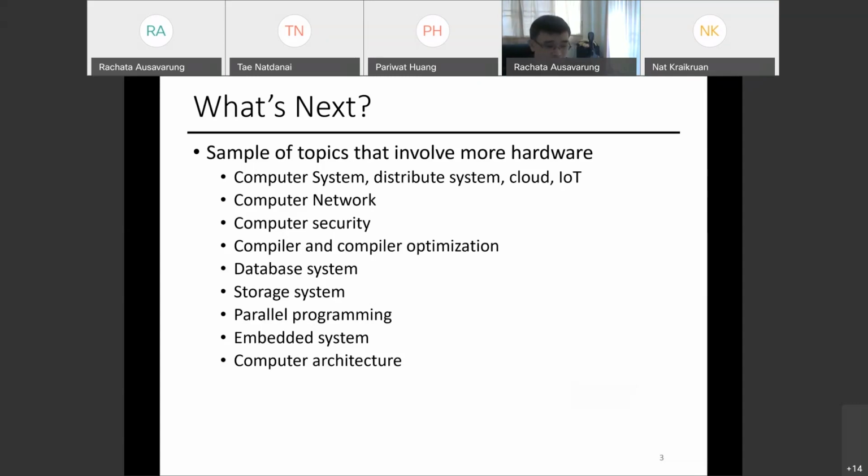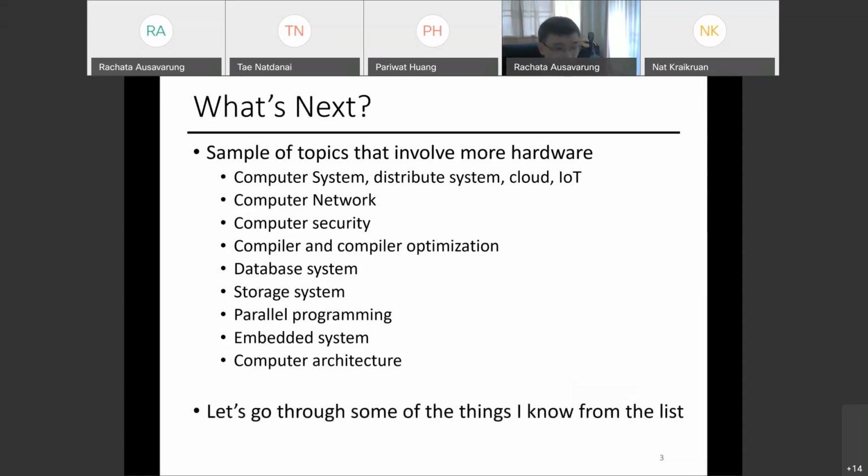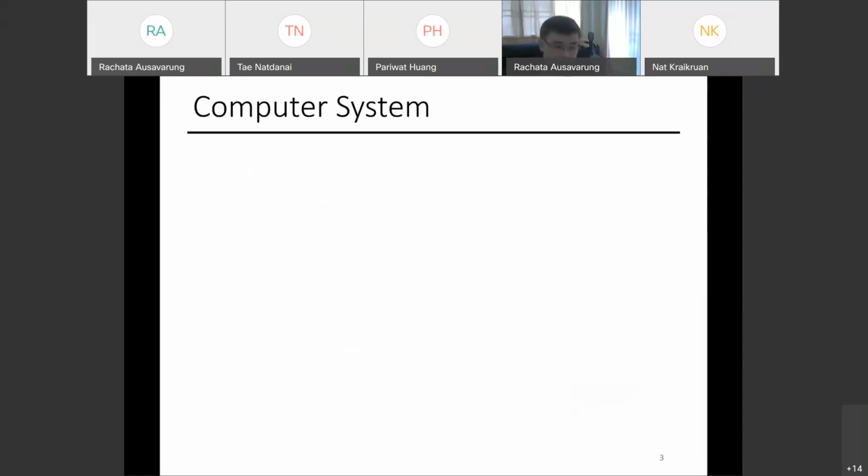And then there's computer architecture, which I'm going to go into in detail. But let me first begin from the computer system aspect. I'm going to go through the topics that I know, and I'm going to leave it up to you to ask me. That's okay too. I'll forward to people who know this topic.